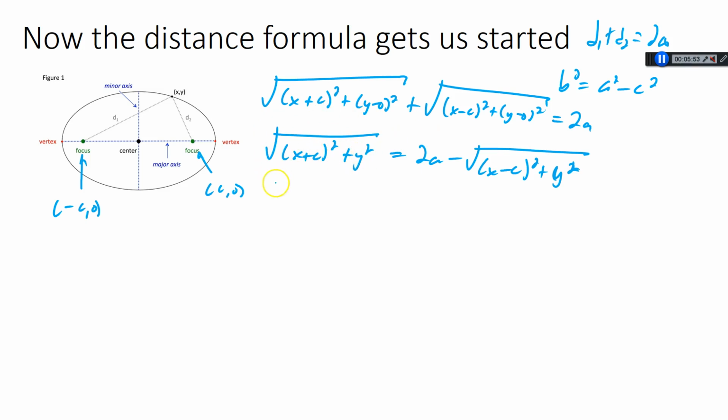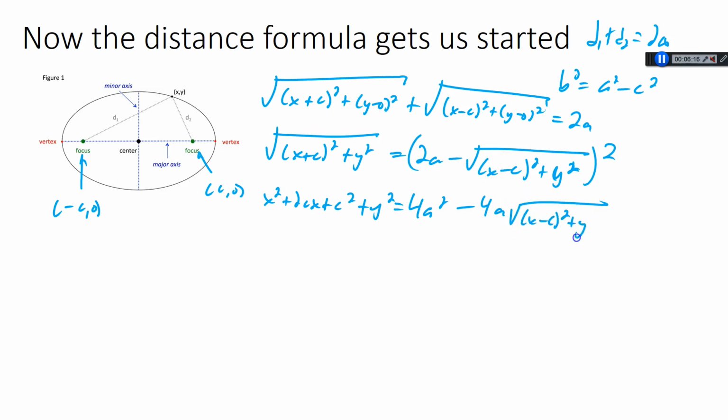And I'm actually going to expand this at the same time. So I have x squared plus 2cx plus c squared, right? That's the expansion of (x plus c) squared plus y squared is equal to. Now when we square this side, we have to do it like a binomial. You kind of have to FOIL it, right? So we'll have 4a squared, that's (2a) squared, and then minus 2 times the first thing times the second thing. That would be 4a times the square root of (x minus c) squared plus y squared. And then plus the second thing squared. So the square root will go away, and once again, I'm going to expand stuff out. So you have x squared minus 2cx plus c squared, and then plus y squared.